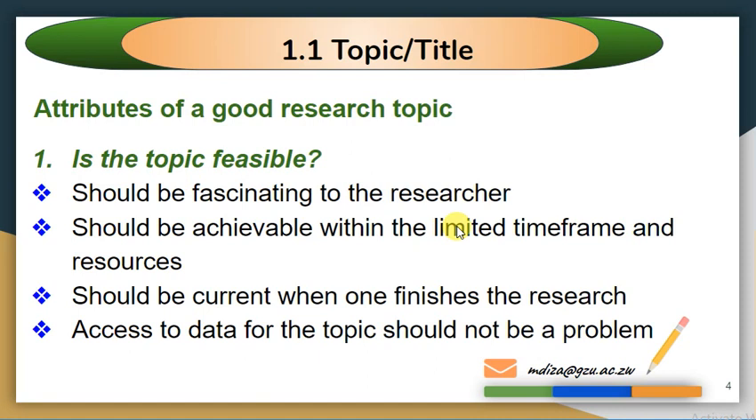Attributes of a good research topic. There are two important issues to take care of here. A good research topic is feasible and appropriate. Under feasibility, the topic should be fascinating to the researcher. That is, pick a research topic that excites you or that gives you enthusiasm, because when things go tough along the way, you won't feel the pain.